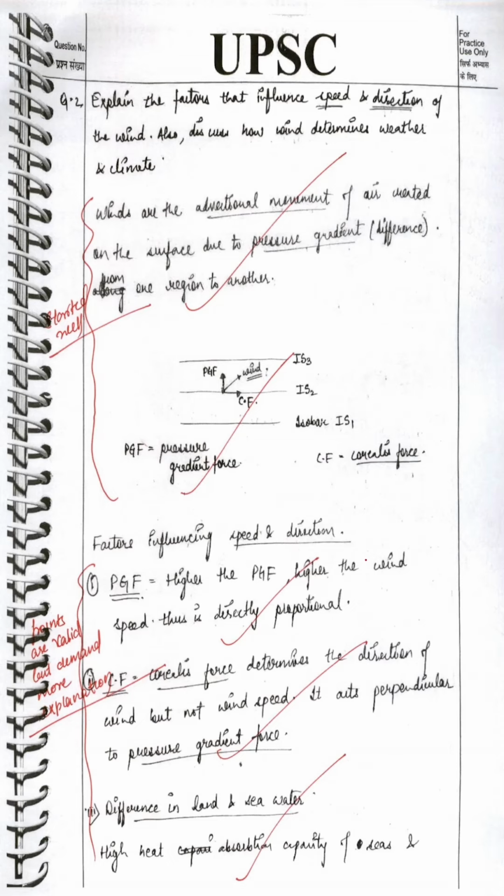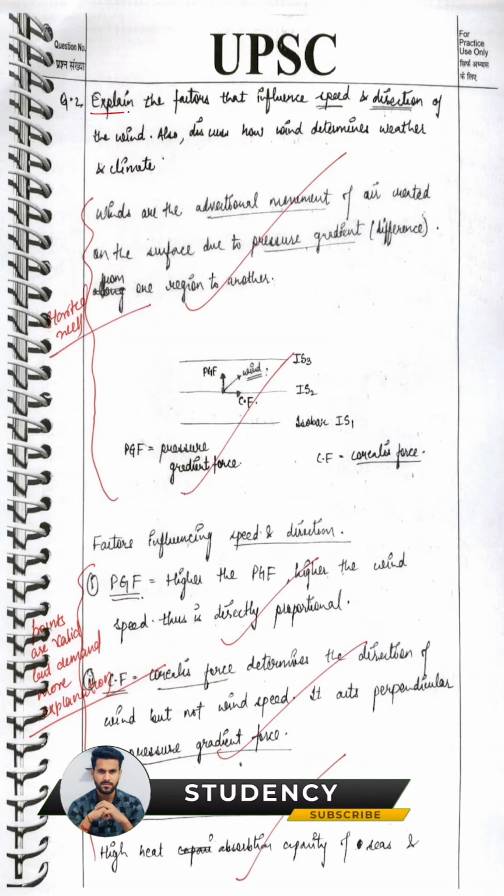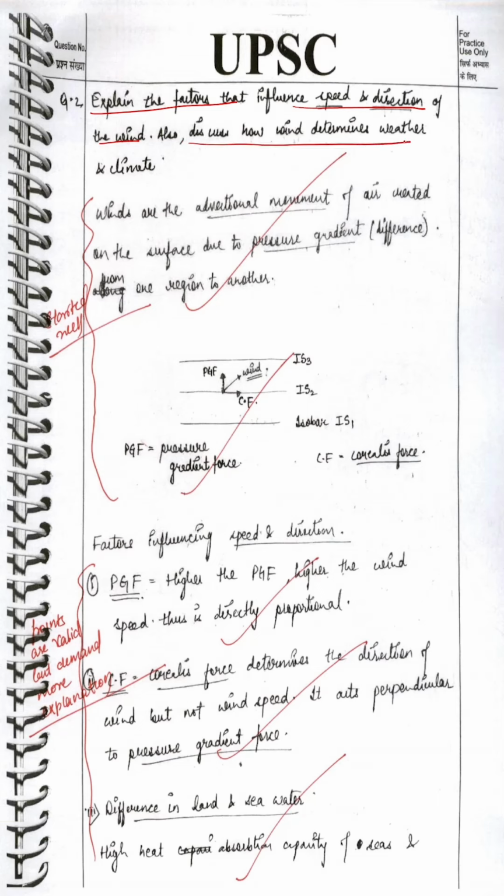The question here is to explain the factors that influence the speed and direction of the wind. Also discuss how wind determines weather and climate. A quite simple question. This question belongs to the climatology part in the geography section, a part of physical geography. It is demanding the factors that influence the speed and direction of the wind.